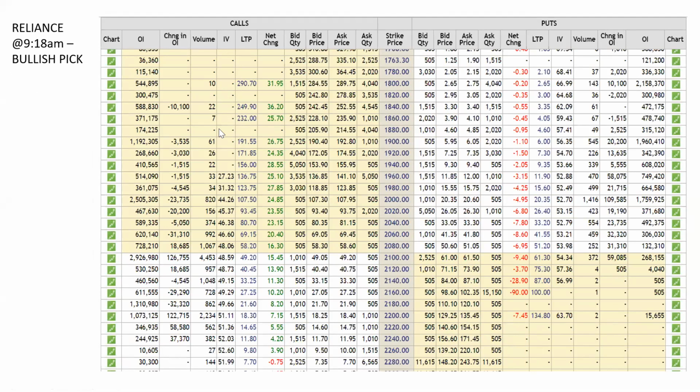So at 9:18, since I chose Reliance as my bullish pick, I need to understand what the option chain is saying. So can anybody tell me where is the resistance for Reliance? Where was the resistance for Reliance at 9:18, and where was the support for Reliance at 9:18 a.m.?